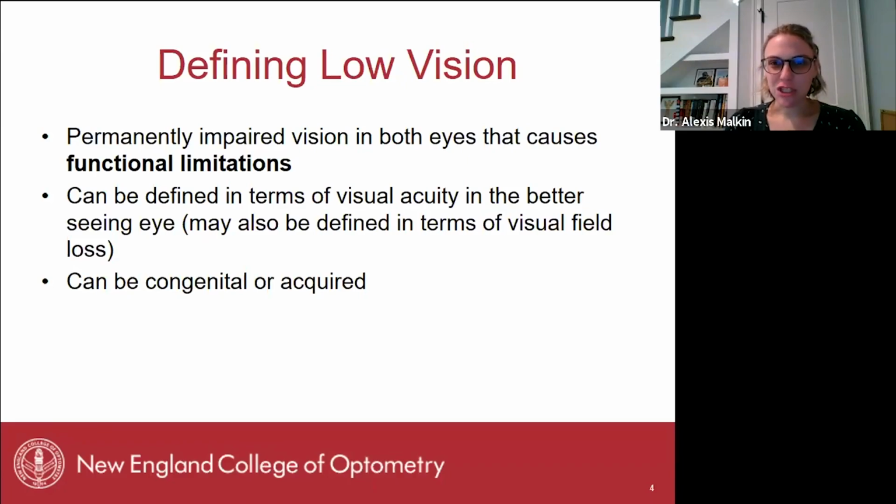Low vision can be congenital or acquired, so don't forget about people who were born with vision impairment and may not realize that they aren't functioning to their best capability.